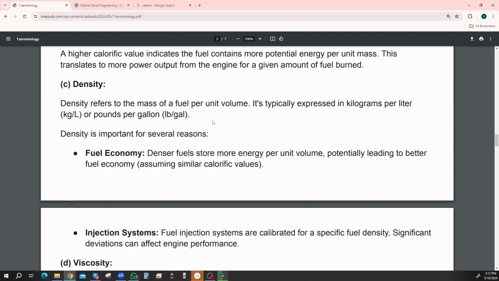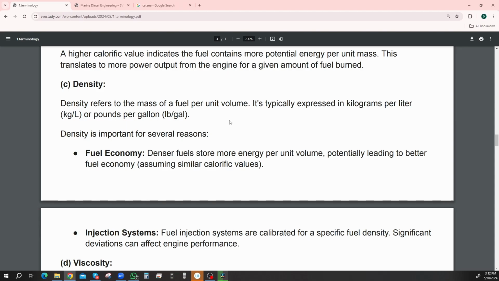So lighter than water, or relative to water, always probably going to be lighter than water. And density is important for several reasons. Fuel economy: denser fuels store more energy per unit volume, potentially leading to a better fuel economy. So I think that's the difference between petrol and diesel, right? I think petrol is much lighter for the same volume, and seeing as you buy it by volume, you end up spending more buying the petrol because you need more of it.